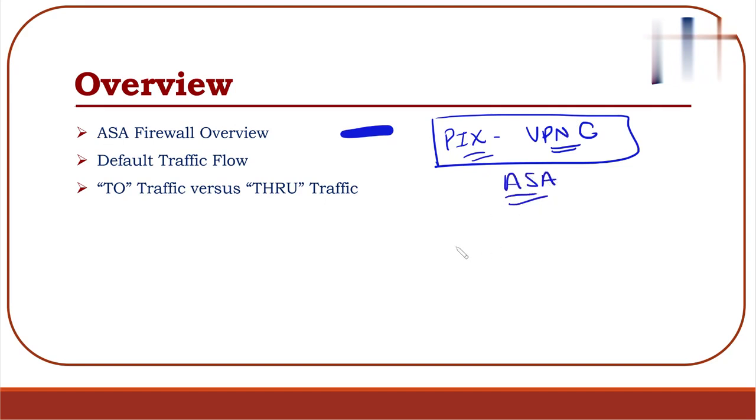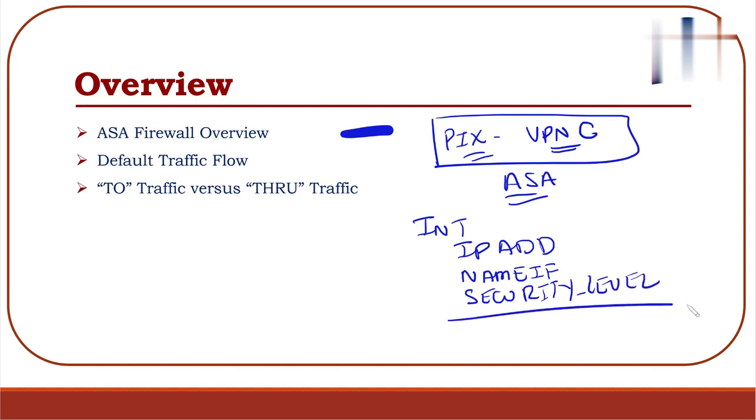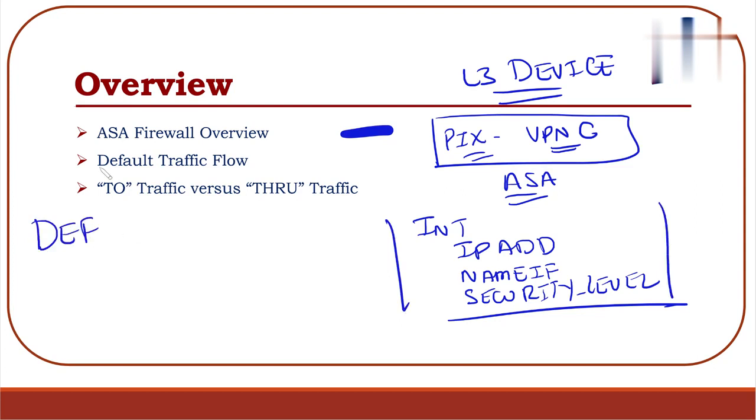In terms of the interface configuration on the ASA, I need the IP address, which I normally need on a router interface. Besides the IP address, I need the name of the interface, and I need a security level which controls the default traffic flow. An ASA by default is a layer 3 device, which you do have the capability, if you want to, to make into a layer 2 firewall. We'll take a look at that later on in the video series. We also looked at the default traffic flow, which is this guy over here.